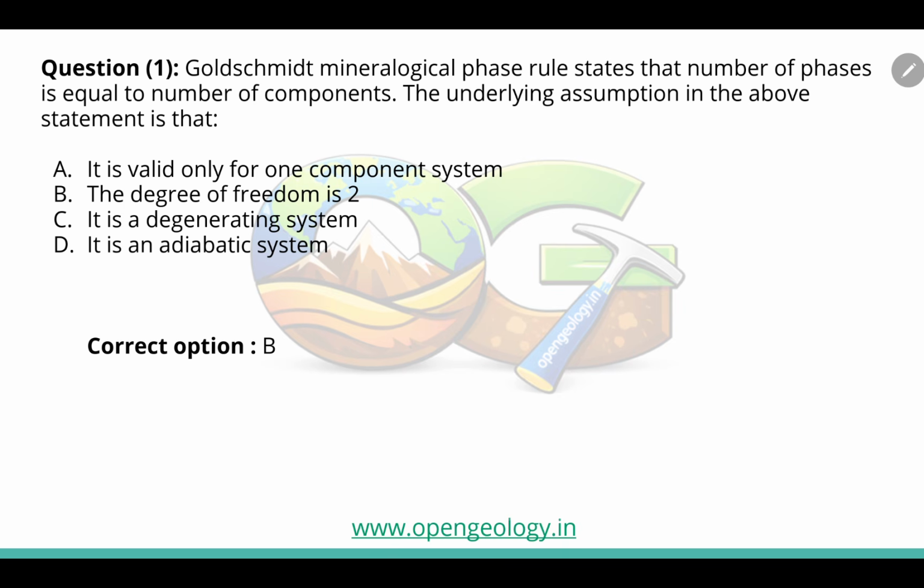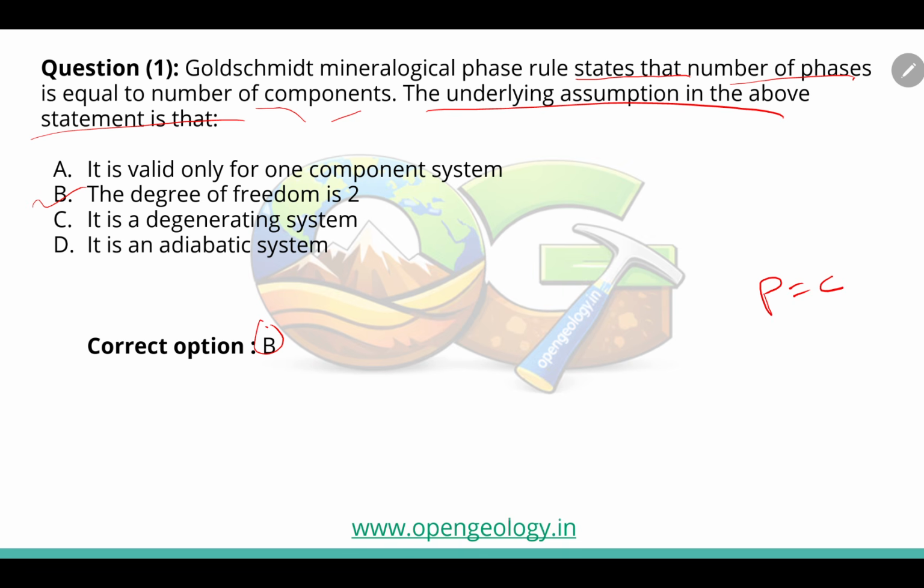So let's see the first question. The Goldschmidt mineralogical phase rule states that the number of phases is equal to the number of components. That means P is equal to C. Now, which of the following assumptions in the above statement is correct? So, the correct option is B, the degrees of freedom is 2.